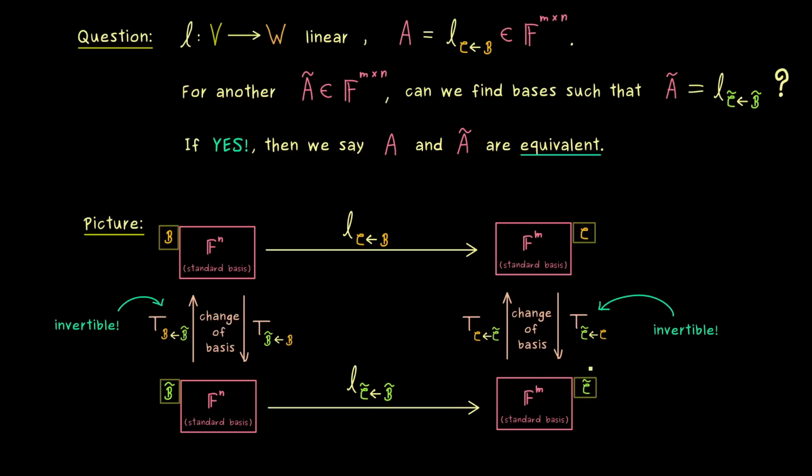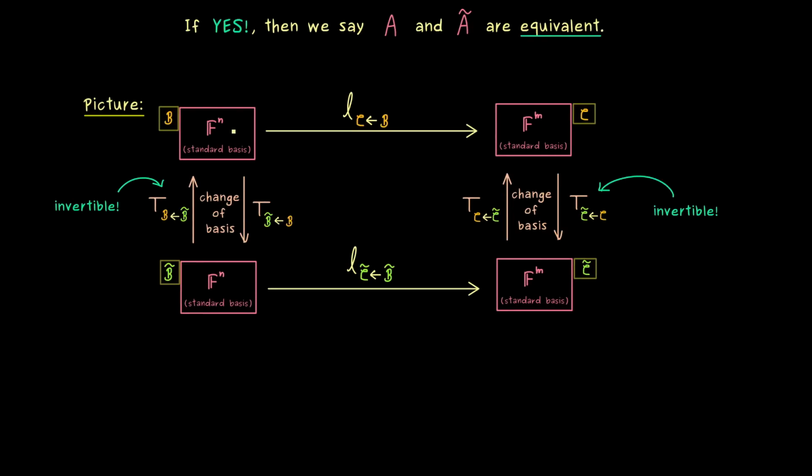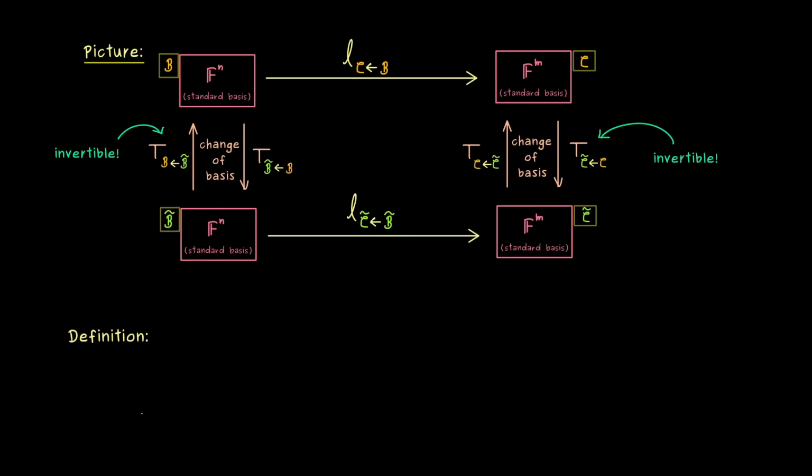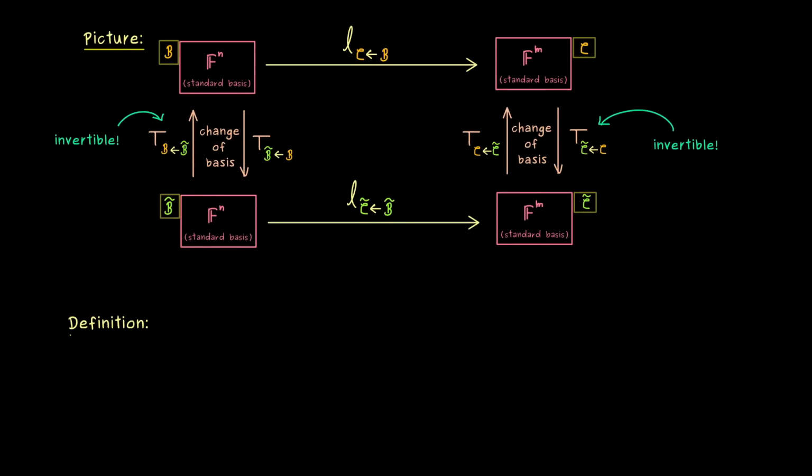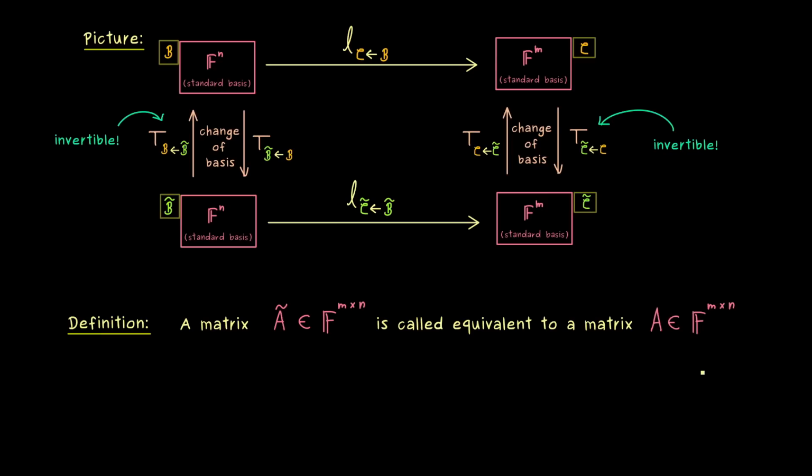So this leads us to the general definition where we don't need the linear map L anymore. But of course, the new definition will still tell us how we can find new matrix representations for the given linear map. This definition is just easier to read because only matrices are involved. And I would say let's use the same names as before, so an M times N matrix A tilde is equivalent to a matrix A if the shape is the same and they are connected by invertible matrices.